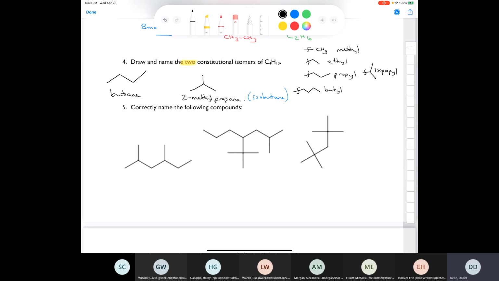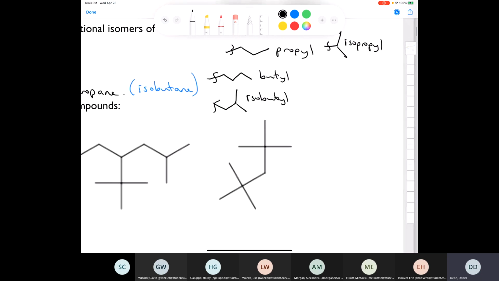If you have something that looks like this, where we have the 2 methyl groups over here, this is an isobutyl. What else? You need to know the tert-butyl group. So that's this one. This is tert-butyl. And then lastly, you need to know a sec-butyl group. So that's this guy here. This is a sec-butyl group.